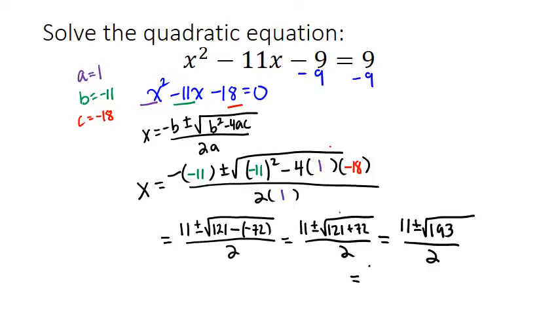Our final two answers are 11 plus the square root of 193 over 2, or 11 minus the square root of 193 over 2.